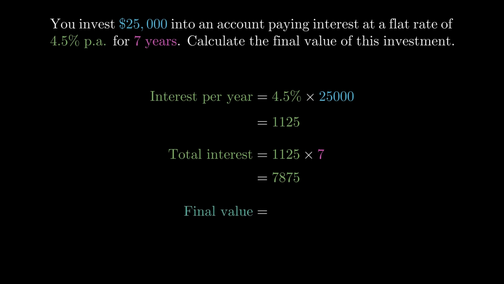So the final value must be made up of the starting amount, the initial $25,000 we put in, plus the $7,875 we earned as interest, and so the final value will be $32,875.